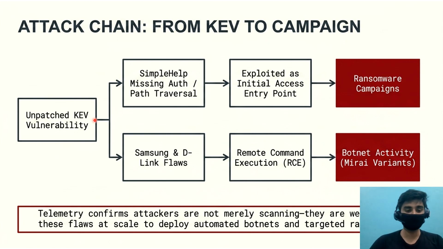When we discuss the attack chain, folks, we need to understand the unpatched KEV vulnerability, where SimpleHelp path traversal leads to exploitation at the initial point of entry where ransomware campaigns happen. Similarly, Samsung and D-Link flaws lead to remote code execution and botnet activity. Telemetry confirms attackers are not merely scanning; they are actually using these flaws at scale to deploy automated bots that can target systems.